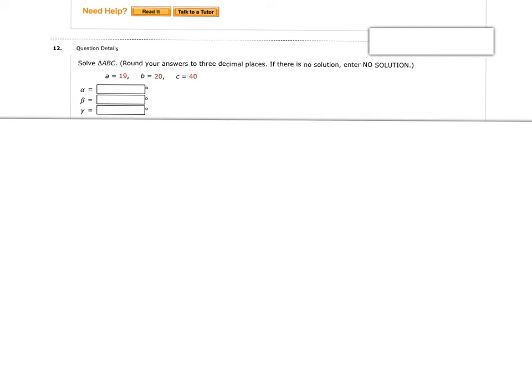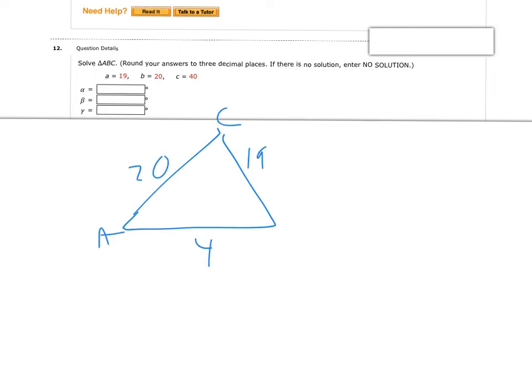All right, next up here, we got a triangle going on. And let's see, they tell us that A is 19, this one's 20, and that one's 40. Call that big C or gamma if you like. And so I always say to find the biggest angle first when you're doing these. And so I'm going to find angle C, which means I have to put side C over here.